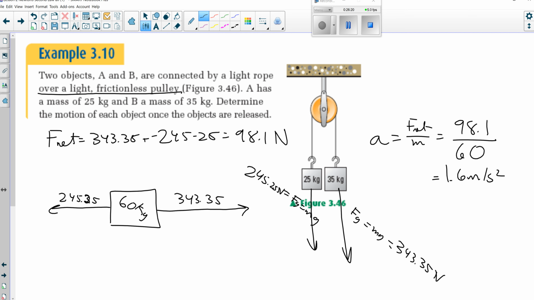Why? Because one of them will have an acceleration down, one of them will have acceleration up. Yep. If it said calculate the acceleration of the system, I have to leave it like that. That's the magnitude of the system's acceleration. I cannot give a direction because different parts of the system are going different directions. This question said determine the motion of each one of the objects. So now I could say the 25 kilogram block will accelerate at 1.6 meters per second squared up. The 35 kilogram mass will accelerate at 1.6 meters per second squared down.